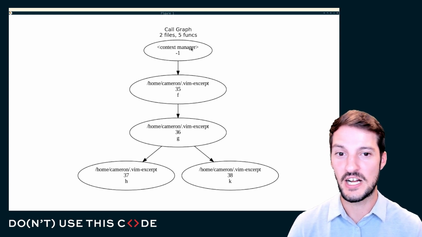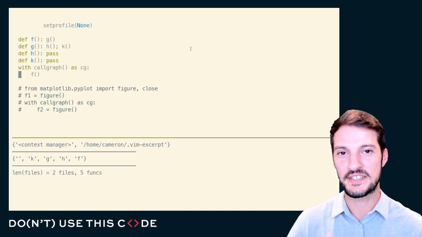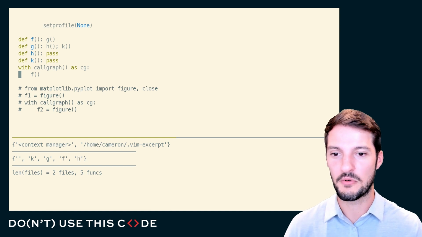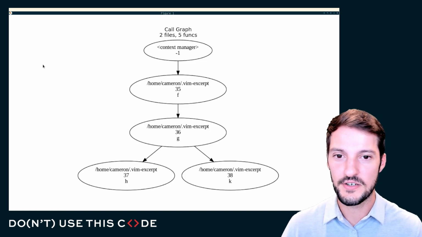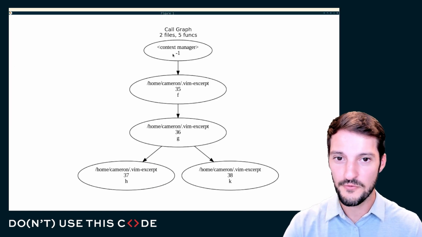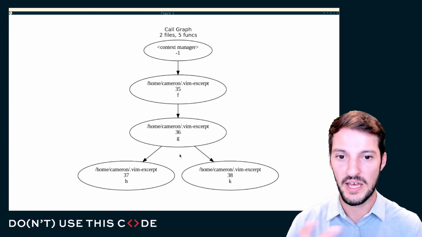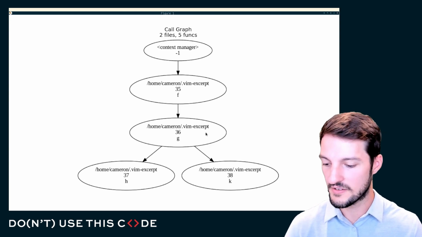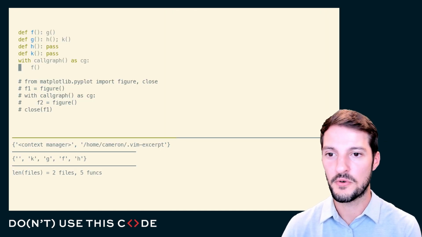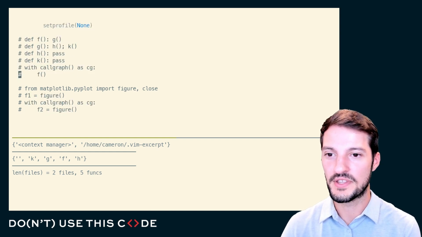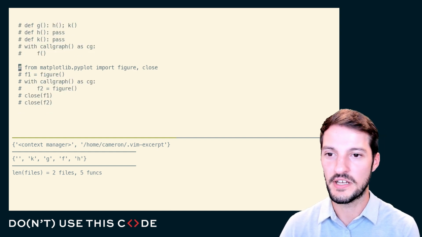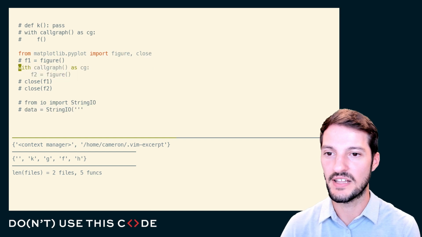Now the first file is this context manager, so that kind of doesn't count. That's the current file that we're working with. And so you see here that from my context manager, I call f. From f, I call g, and from g, I call h and k. Very simple, very straightforward. But let's take a look at what this might look like for something like matplotlib.